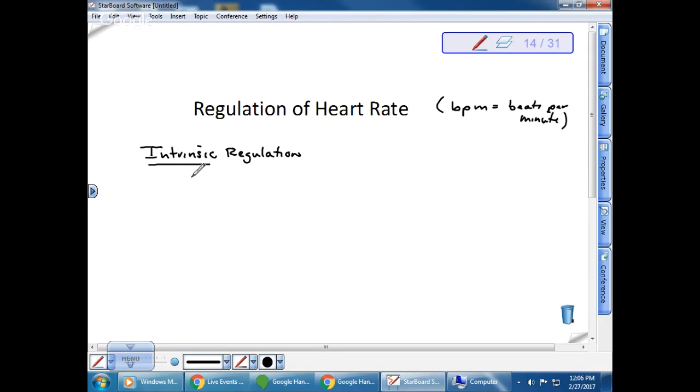So this has to do with special tissue in the heart, and this tissue is called nodal tissue. So this special nodal tissue in the heart can initiate contraction of the heart. And it actually has some characteristics of nervous tissue.